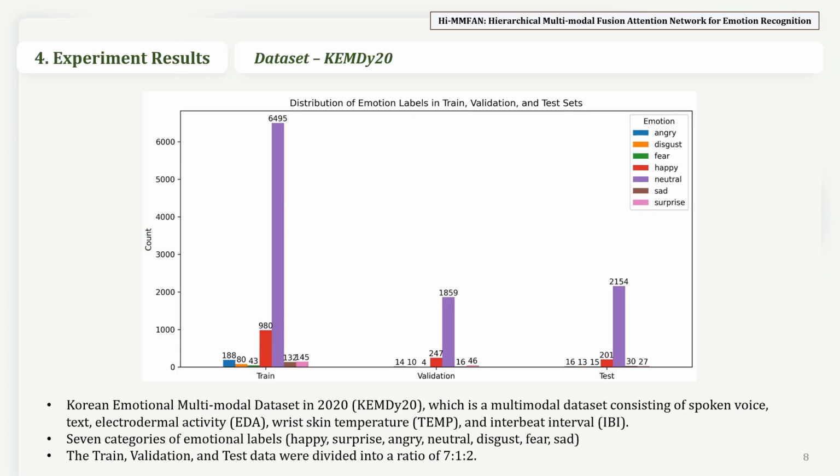In this paper, we utilized the Korean Emotional Multimodal Dataset 2020, which is a multimodal dataset consisting of spoken voice, text, EDA, temp, and inter-beat interval. There are 7 emotion labels: happy, surprise, angry, neutral, disgust, fear, and sad.